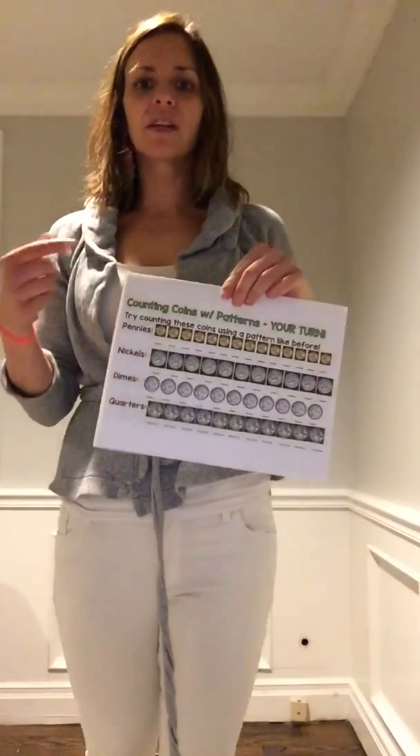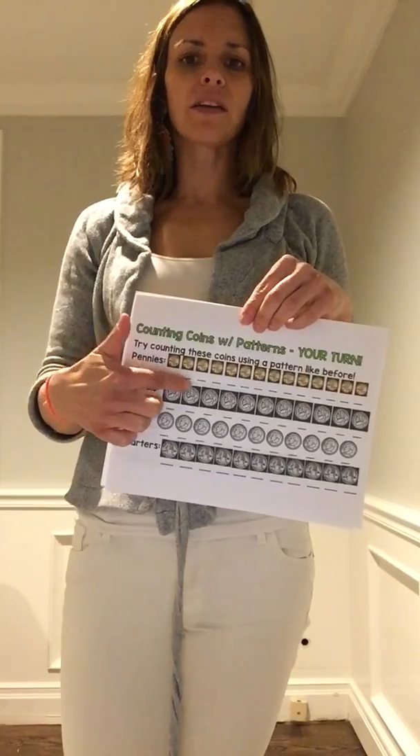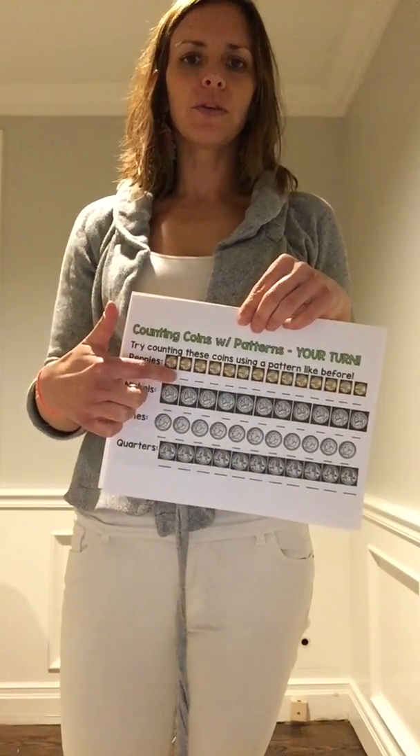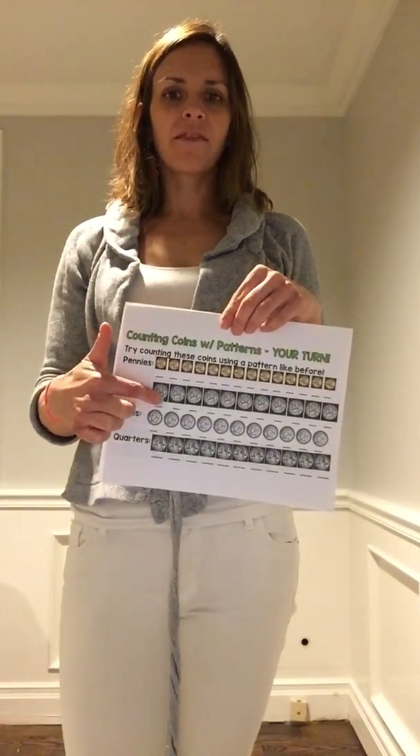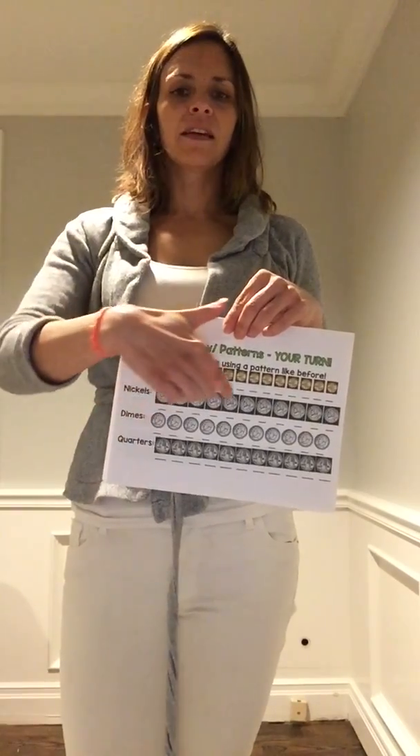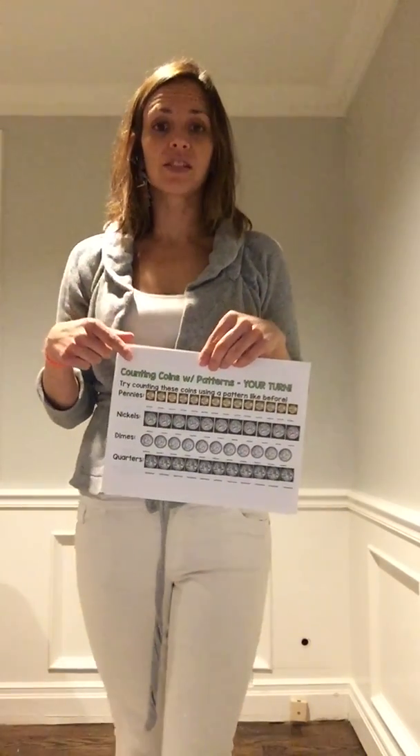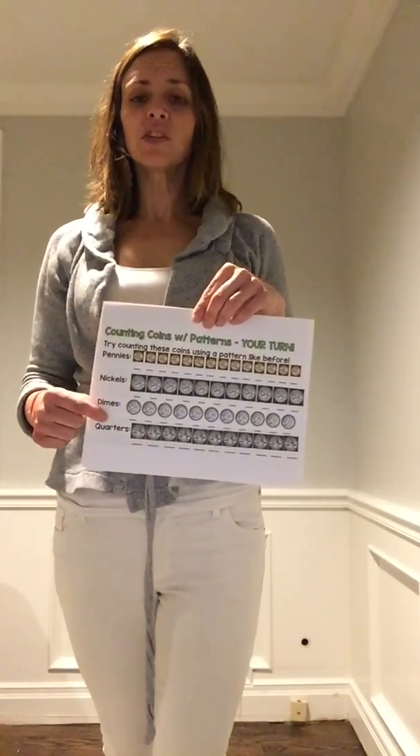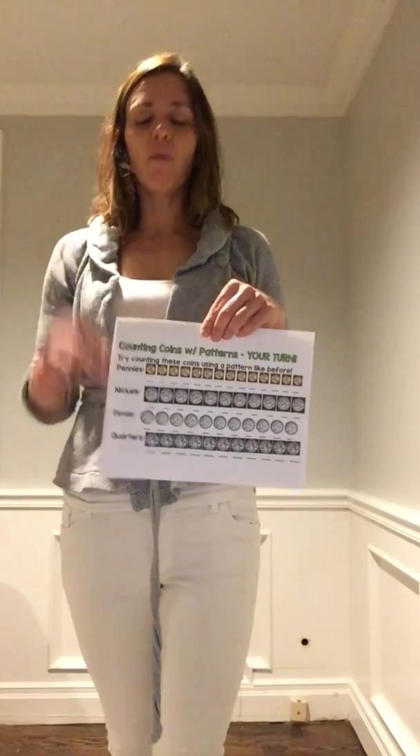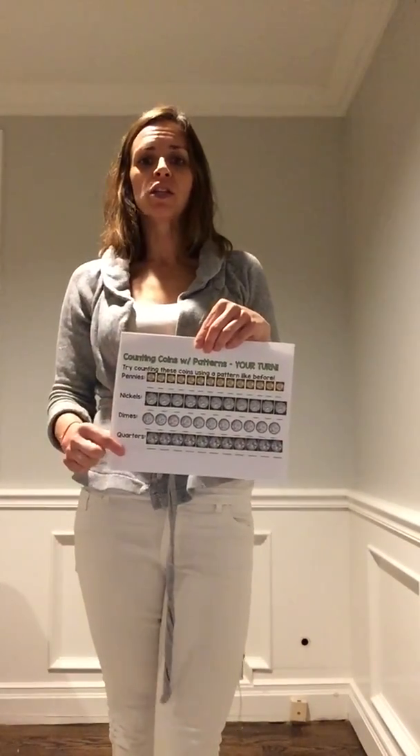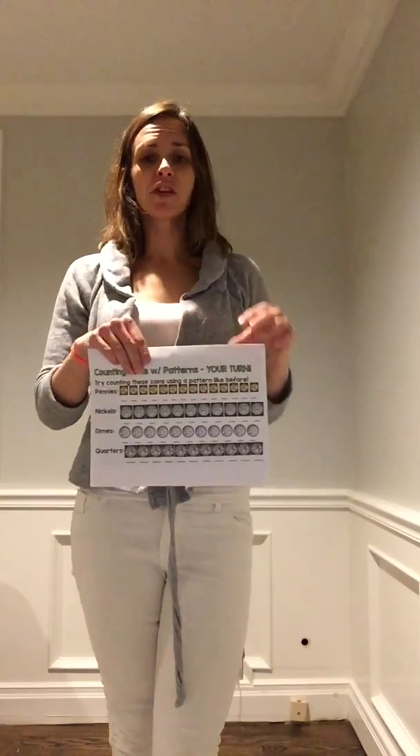On Thursday, I also want you to do this page, counting coins with patterns. So you're just going to do what we did before, but you're going to write it yourself. So you would write 1, 2, 3, and so forth. Then the nickels, which is 5, you're going to count by 5s, 5, 10, 15, and so on. And you can go back to that other page to help you if you need help. Do the same with dimes, counting by 10s, 10, 20, 30, and quarters, 25, 50, and so forth.